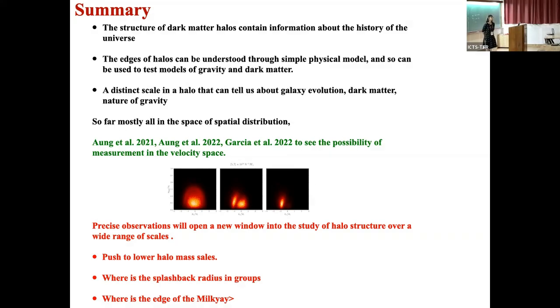Just wanted to understand one thing. So this splashback radius, is it kind of a new definition for the radial extent of a halo? Yes, it's a new definition. Okay. If so, why do we suddenly need this, or how is it more advantageous than, you know, R200? Just to get an understanding.